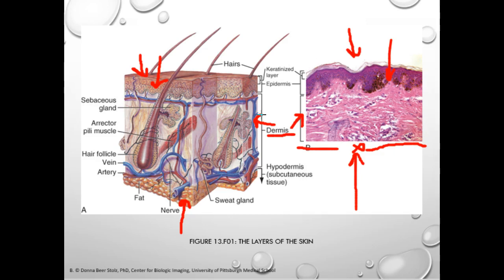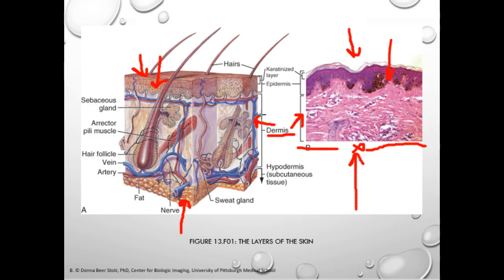Blood vessels. This is where the blood vessels are that help to cool the body. So if you're really, really warm, we'll actually open up those blood vessels and emit some of that heat off the skin with sweat and get rid of some of the heat in the body. Nerves are there. And there's also collagen fibers.